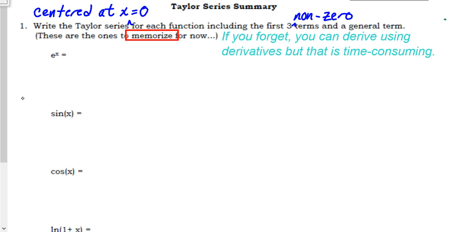If one of the terms, like the x to the first term, zeroes out, you don't get to count that as one of your 3 terms. So write out the first 3 non-zero terms and then write the general term.